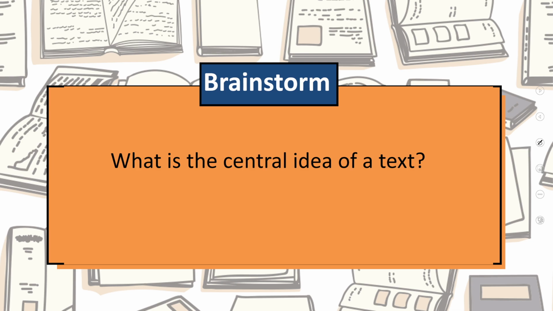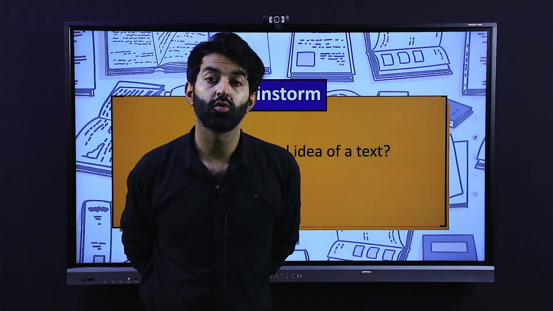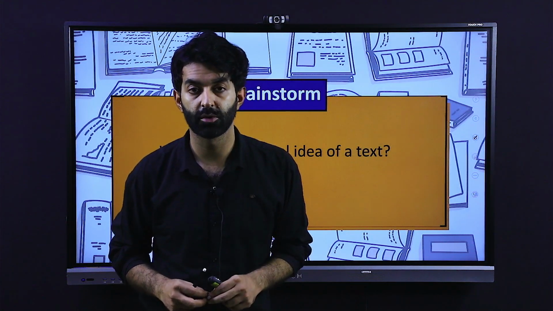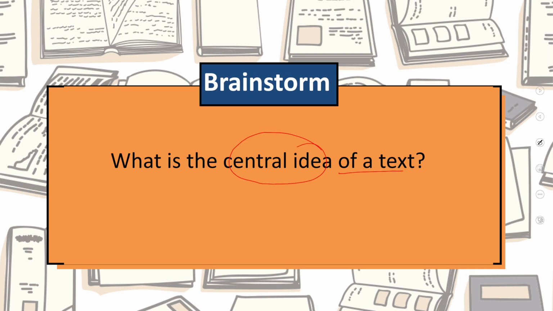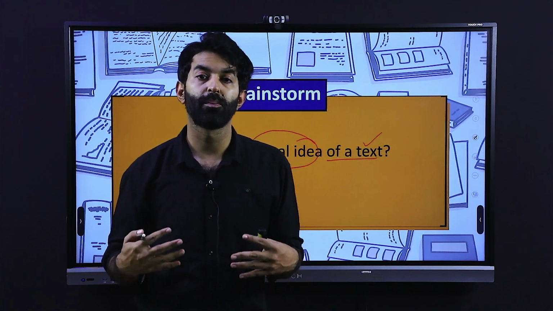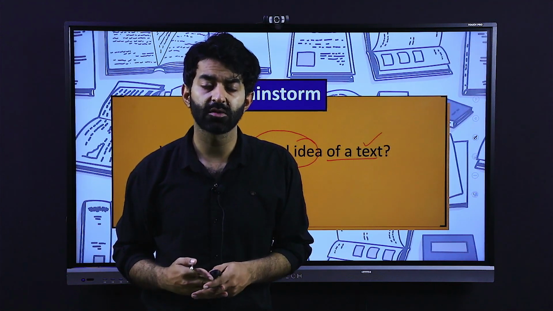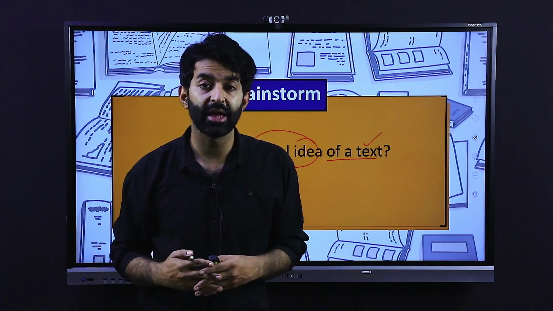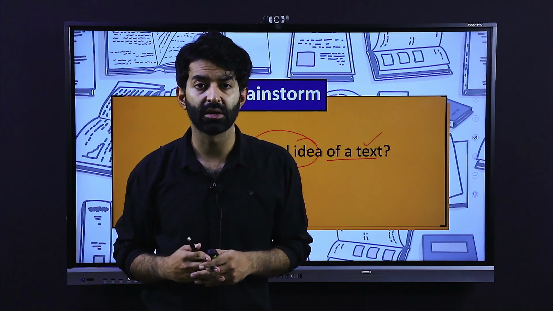And for getting involved in the lecture, students, I would like you to think about this brainstorming prompt today: what is the central idea of a text? When we are talking about text, we are talking about anything that is written for different purposes, either for giving information, for persuasion, or analyzing two argumentative ideas together, and so on. So it can cover all those different purposes of the written text.